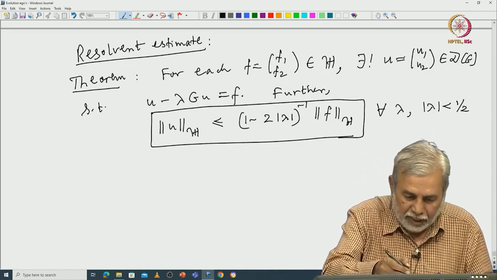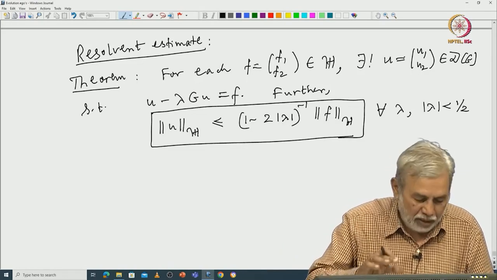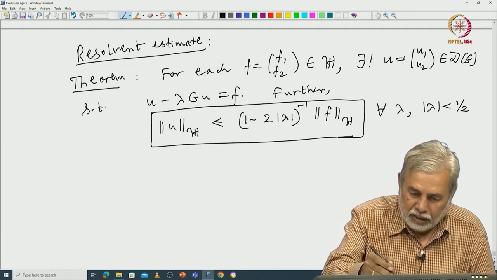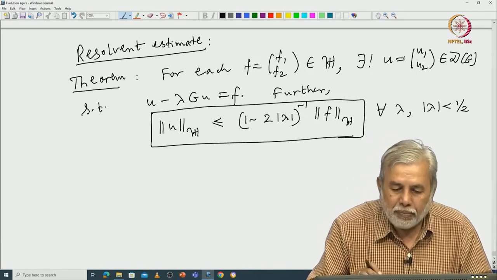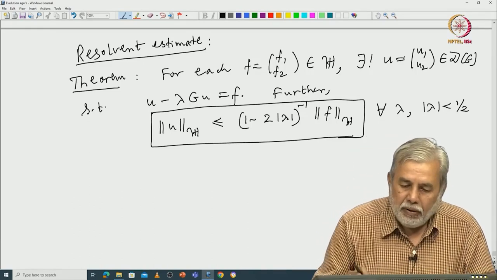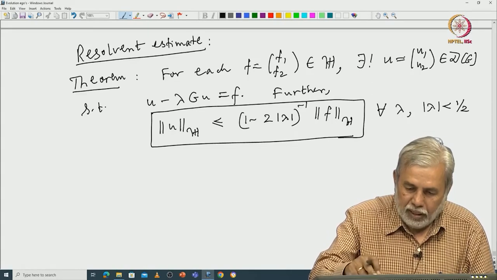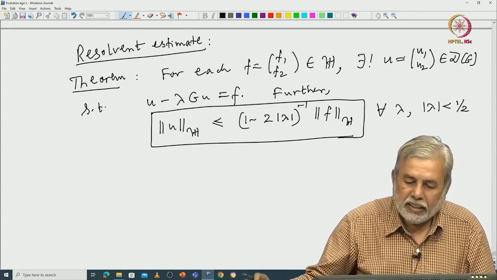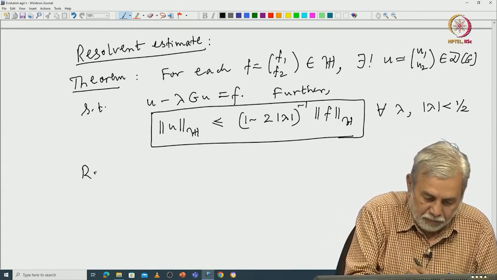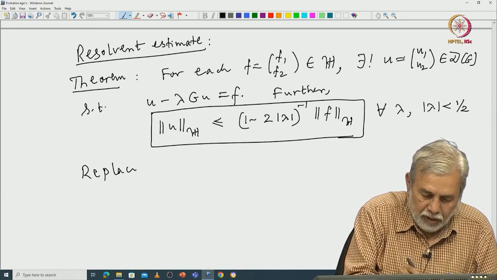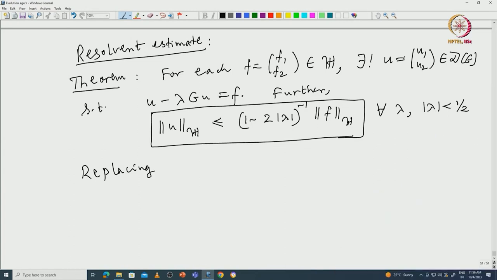This is a bit lengthy, but not hard. First you have to start with smooth functions f 1, f 2 so that we can integrate by parts easily, and then pass to a general element in the Hilbert space H through density arguments.